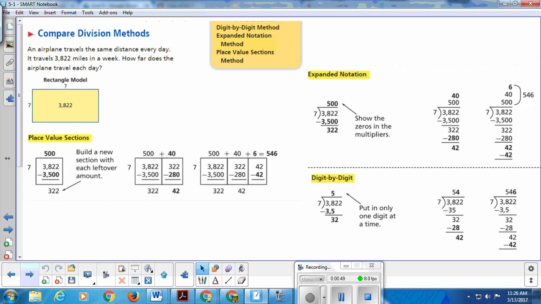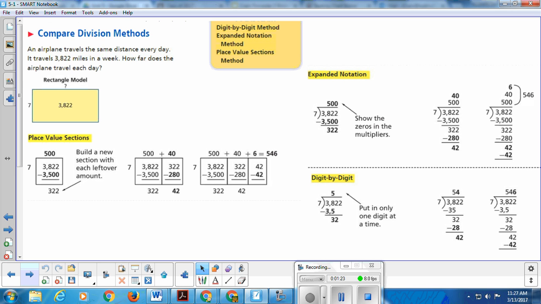If you have your SAB book, we are looking at page 163. Now, we have the 3 major strategies. We're looking at them right here. And what you need to see is place value sections. So if you have a hard time getting really close to that number that you're trying to divide, place value sections might work for you, because if you have any left over, you just make a new section.